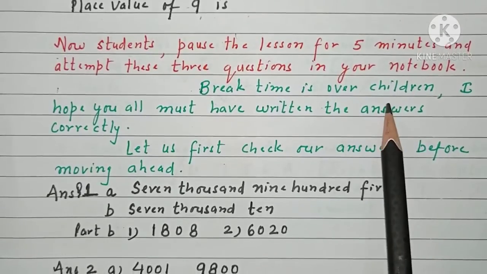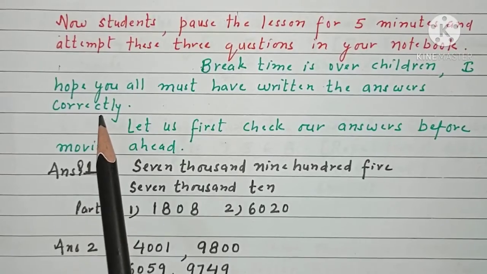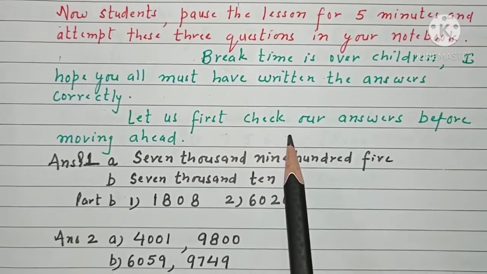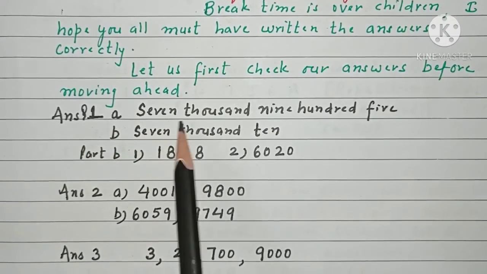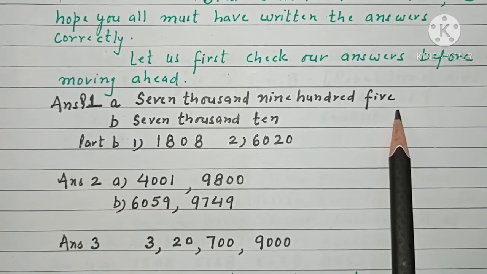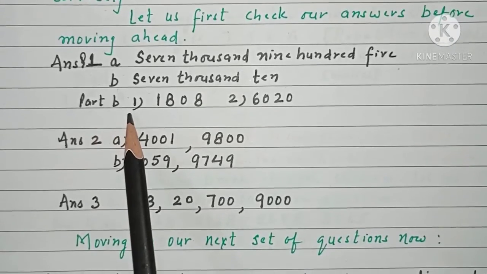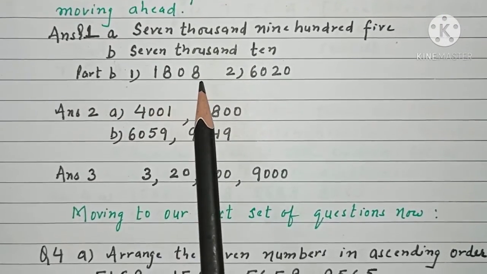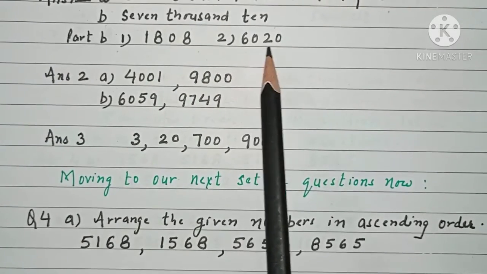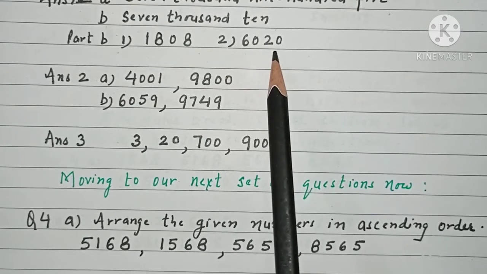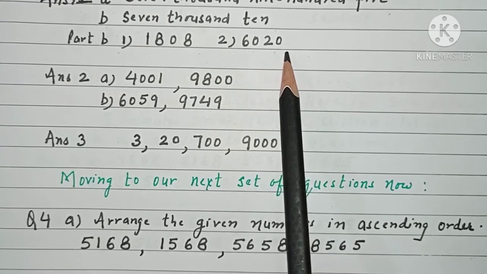The break time is over, children. I hope you all must have written the answers correctly. Let us first check our answers before moving ahead. So in question number 1, the A part is 7905 and the B part is 7010. Part B of question number 1 is 1808, that is 1808, and the second part is 6020, that is 6020, as we were not having any digit at the hundreds and ones place.